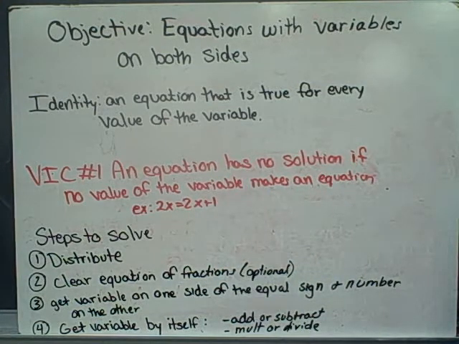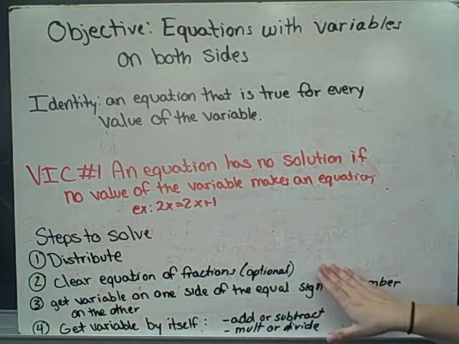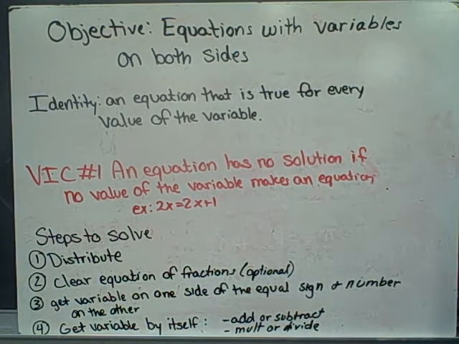Okay? Steps to solve equations with variables on both sides. Just like before, our first step is always going to be to distribute. Then we are going to clear the equation of any fractions. This is optional. I do suggest that we go ahead and do it because I think it just makes things easier. Number 3, get the variable on one side and the sign and number on the other. And then last but not least, add and subtract, and then multiply and divide.